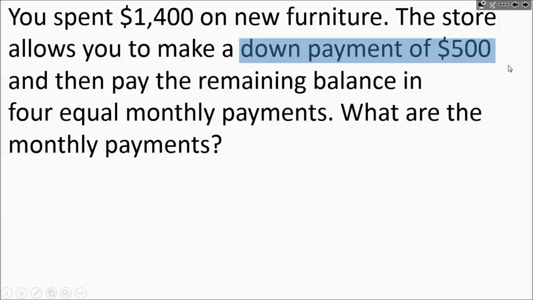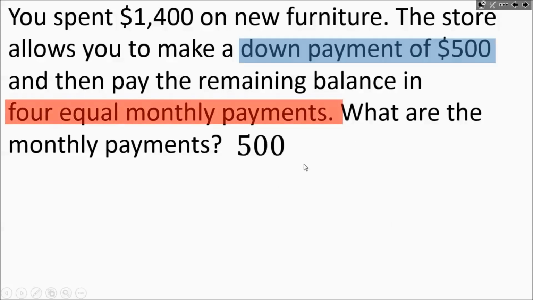We're going to do a down payment of $500. That's a one-time payment. And then the remaining balance in 4 equal monthly payments. So that means you're doing 4 equal monthly payments, 4p. Each month you're going to make a payment for 4 months. And then we have the total cost as $1,400.